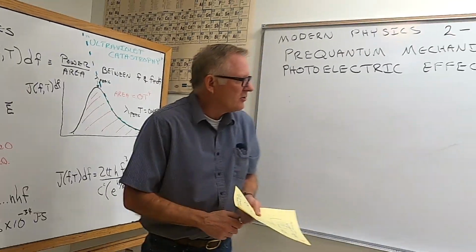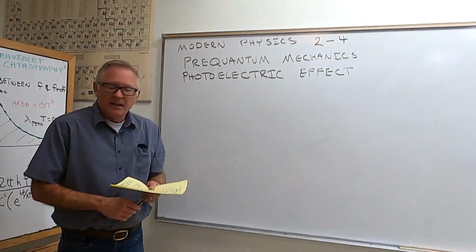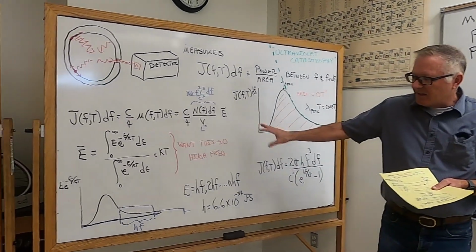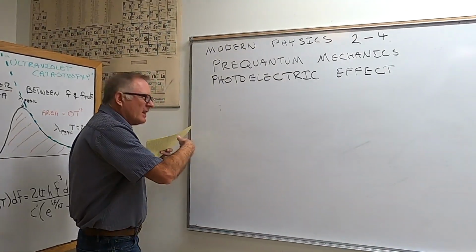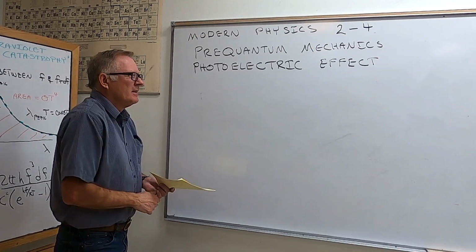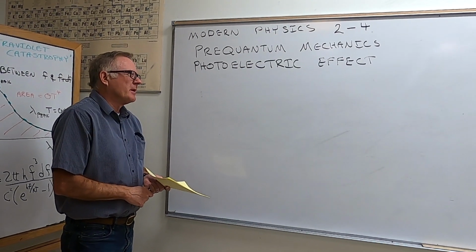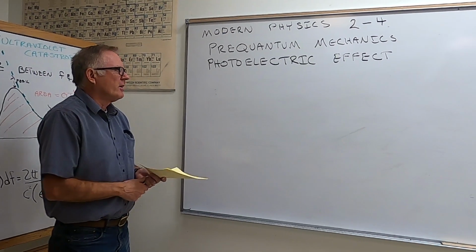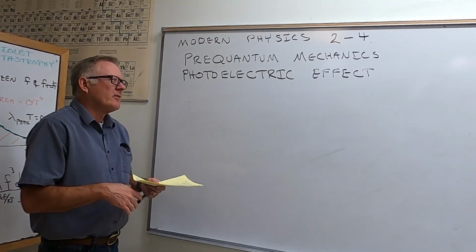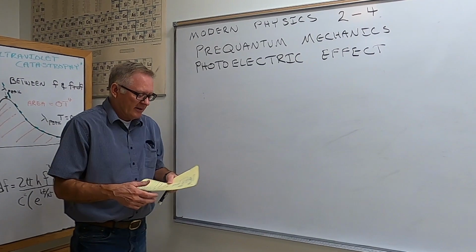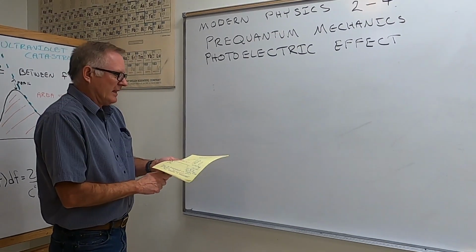Now we want to go to the photoelectric effect. This was probably around 1900. A lot of people worked on the photoelectric effect, a lot of experimentalists. I think there were quite a few Nobel Prizes on this. And Einstein would eventually solve it in 1905. But let's go through the photoelectric effect.